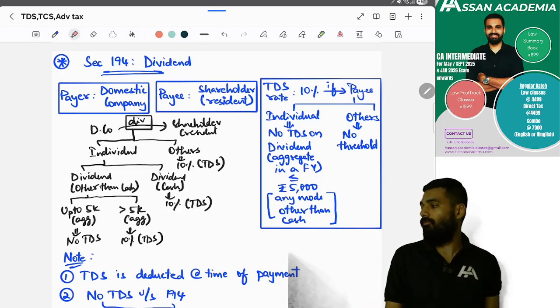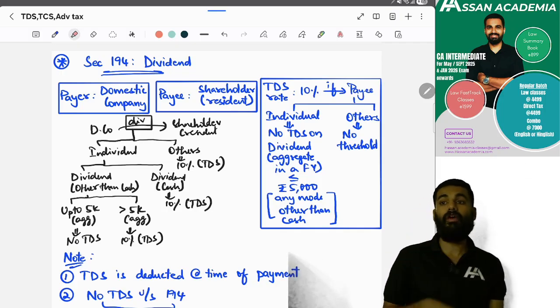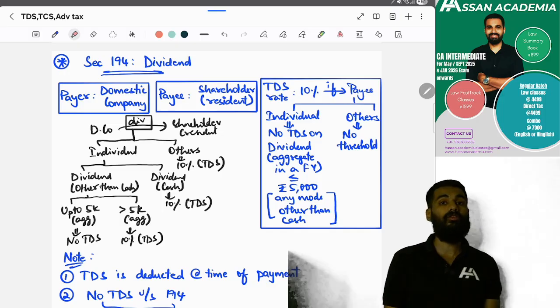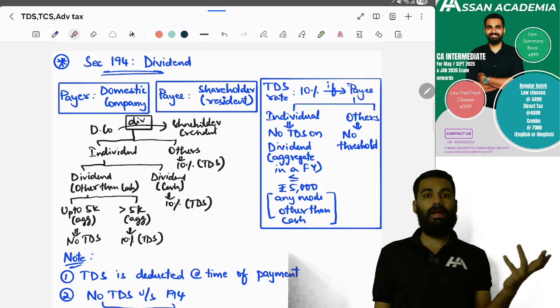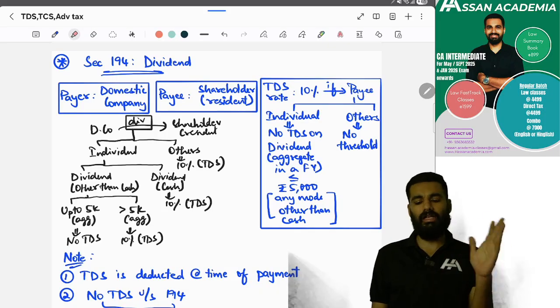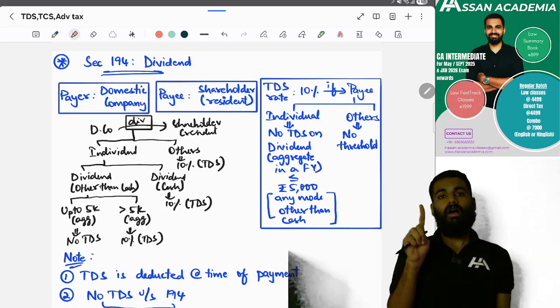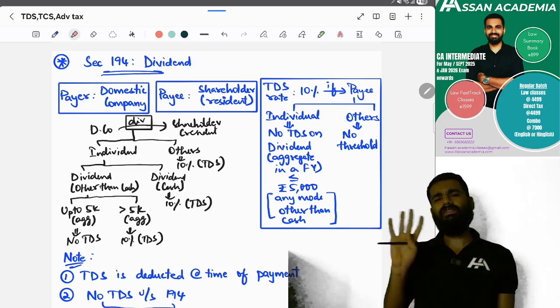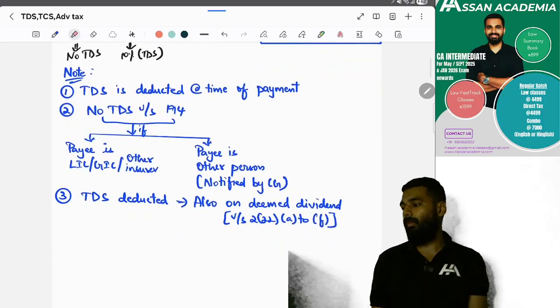But if the payee is an individual, then you have to see, is it more than 5,000 rupees? It should not be in cash. It should be in bank payments other than cash. Then no TDS. Otherwise, TDS will be deducted. Up to 5,000 rupees other than cash, TDS will be deductible for an individual. For others, no threshold limit. And TDS will be deducted at the time of payment.